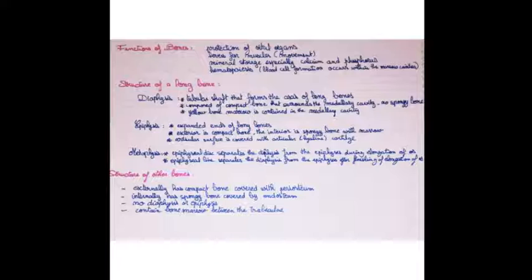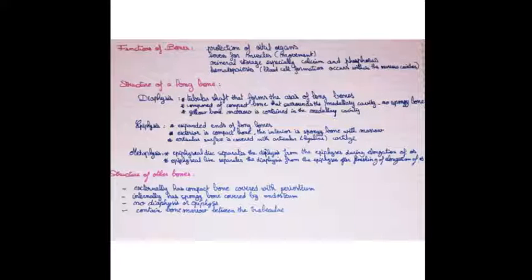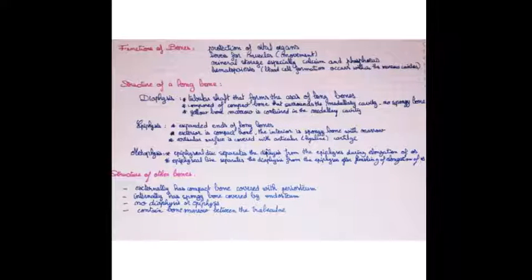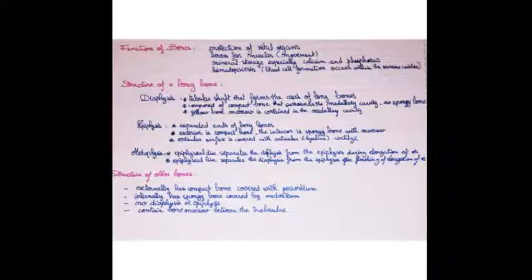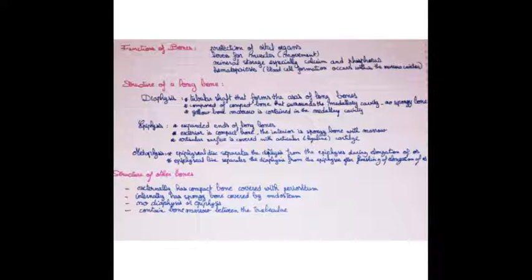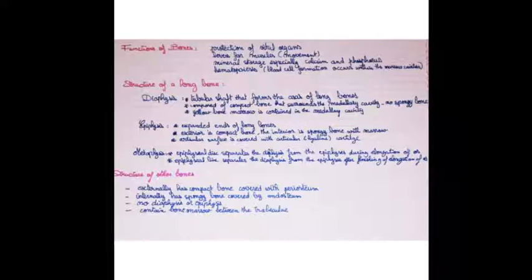Then I have the structure of a long bone. So the long bone consists of a diaphysis, which is the shaft that forms the axis of the long bone. It is composed of compact bone that surrounds the medullary cavity, and the yellow bone marrow is contained in the medullary cavity. Then the epiphyses are the ends of the long bone. We have a proximal epiphysis and the distal one. So the exterior is compact bone, but the interior is spongy bone with marrow. And the articular surface is covered with the articular hyaline cartilage.